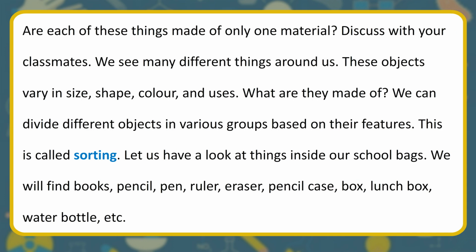Are each of these things made of only one material? Discuss with your classmates. We see many different things around us. These objects vary in size, shape, color, and uses. What are they made of? We can divide different objects into various groups based on their features. This is called sorting. Let us have a look at things inside our school bags. We will find books, pencil, pen, ruler, eraser, pencil case, box, lunch box, water bottle, etc.